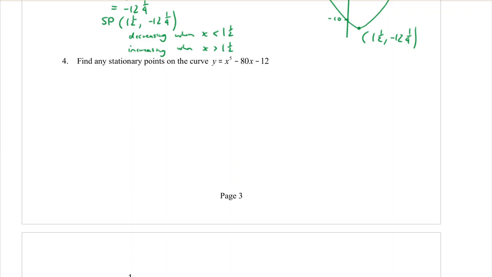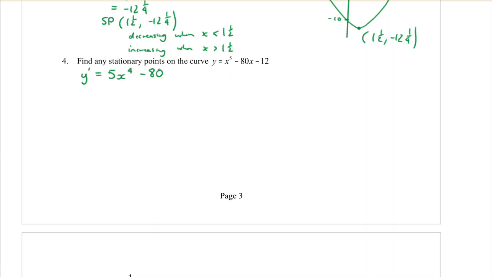Find any stationary points on the curve. So stationary points are found by differentiating and making the gradient 0. This time we have a power of 5 for our graph that we're differentiating here. So remember our notation, y dash for the derivative. To differentiate x to the power of 5, we bring the 5 down the front, keep the x, subtract 1 from the power, so it becomes a power of 4. For the second term, I have minus 80x, so it'll be minus 80, and the x will disappear, constant disappears.